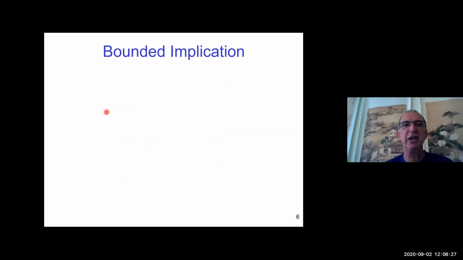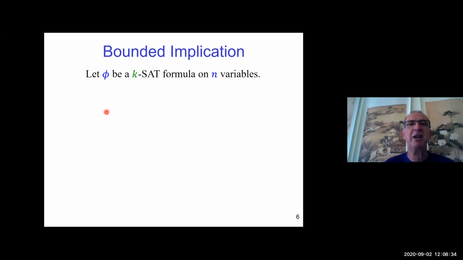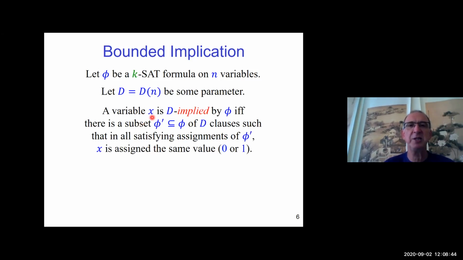Okay, one important notion used by the PPSZ algorithm is the notion of bounded implication. Let phi be a k-SAT formula on n variables, and let d be a parameter, which can be a function of n. Now, we say that the variable x is d-implied by phi if and only if there is a subset, phi prime, of at most d clauses, such that in all the satisfying assignments of phi prime, x is assigned the same value, either 0 or 1. Note, by the way, that if phi has a unique satisfying assignment, then every variable is implied by the whole of phi. But we are interested in implications by small collections of clauses.